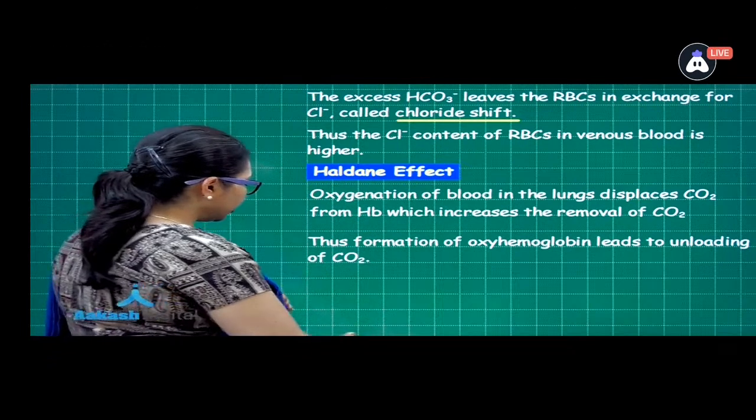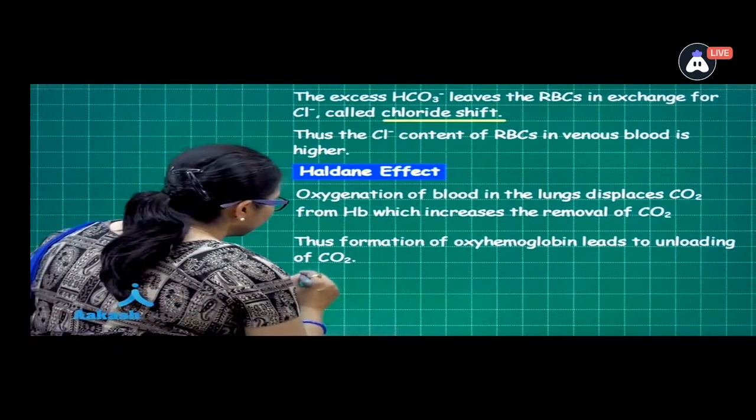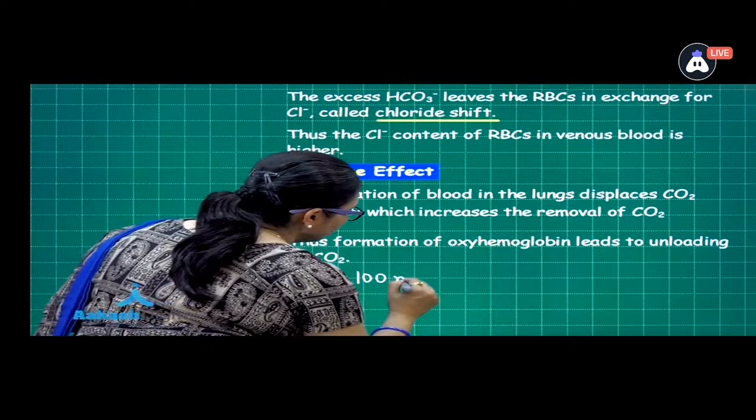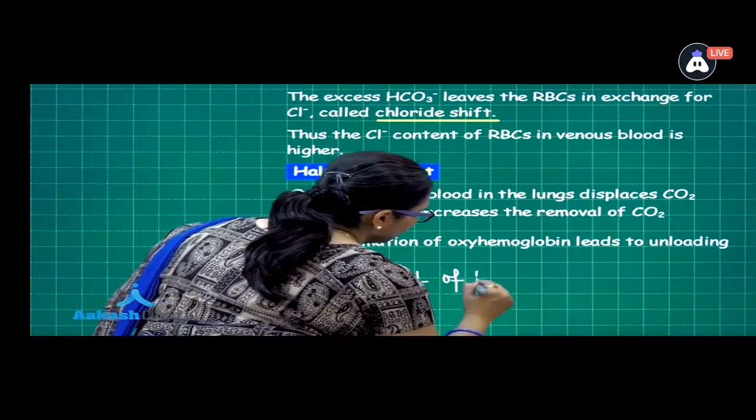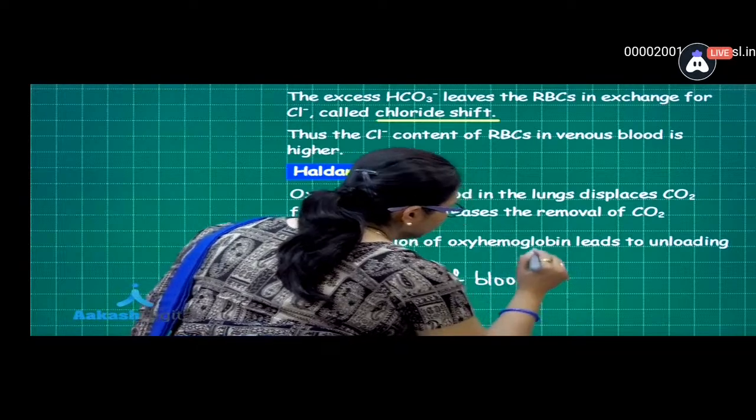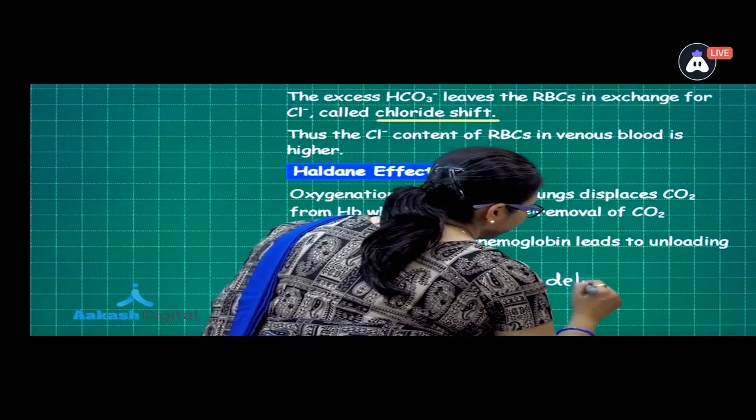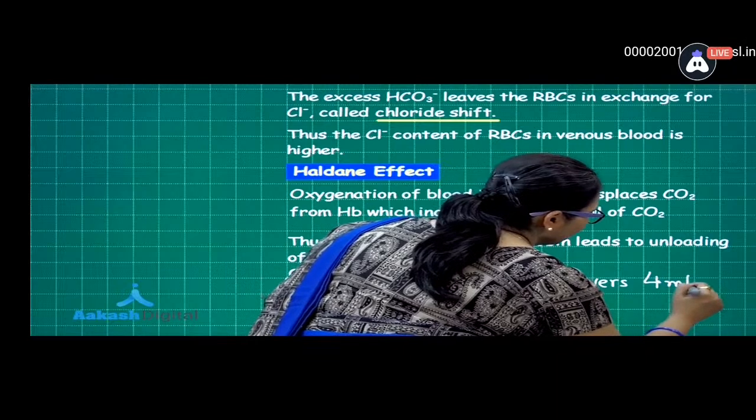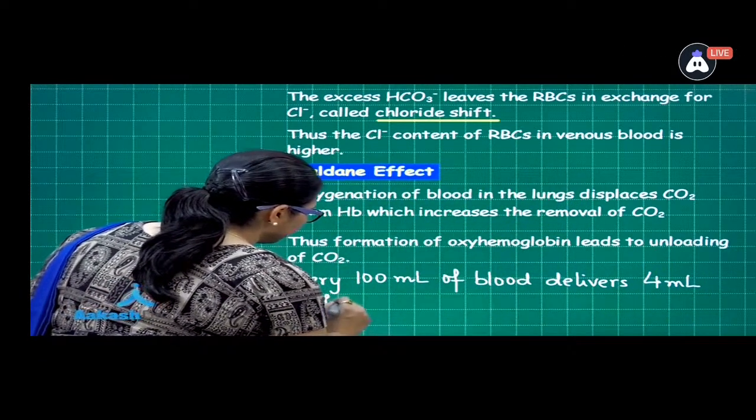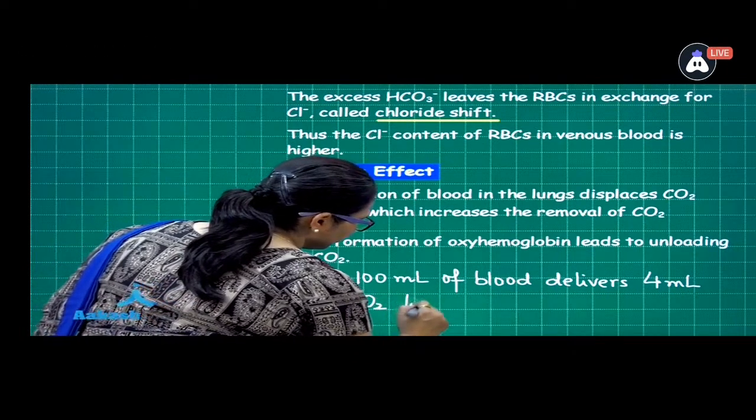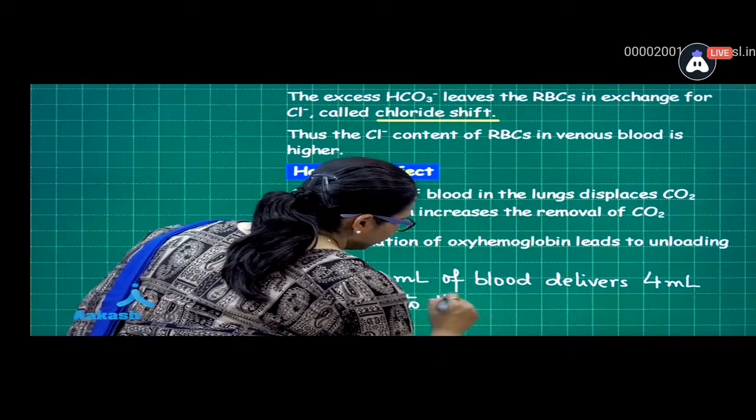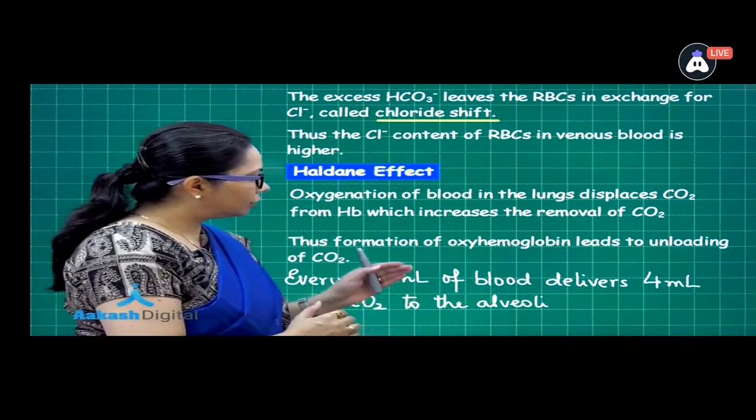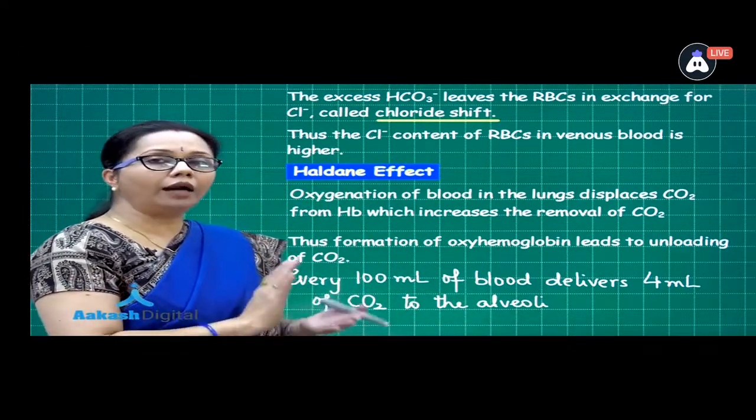And again, just like in the case of oxygen, here we can mention that every 100 ml of blood delivers 4 ml of CO2 to the alveoli. So we can see the role of oxygen and carbon dioxide.